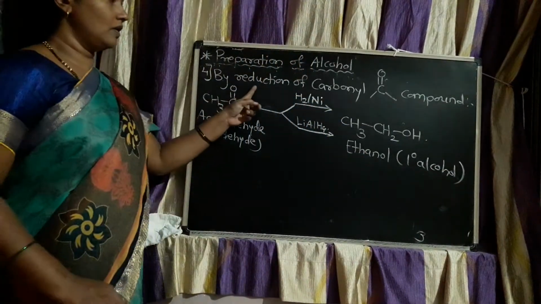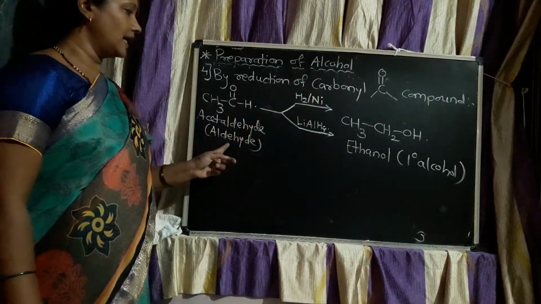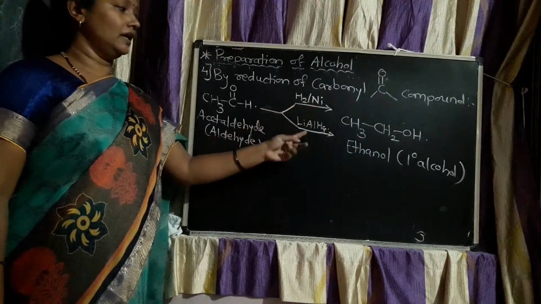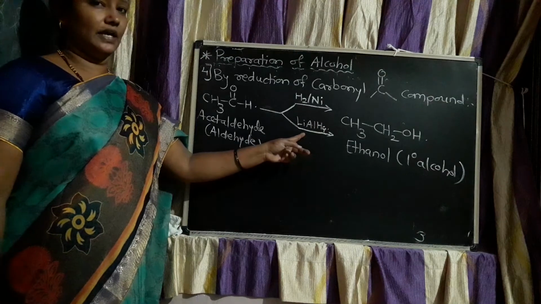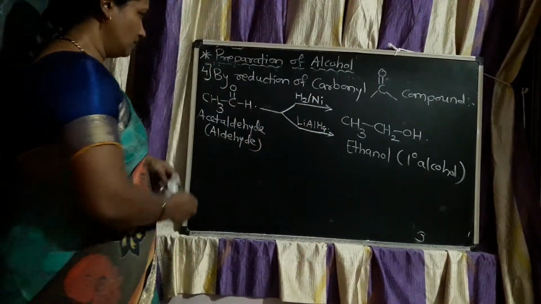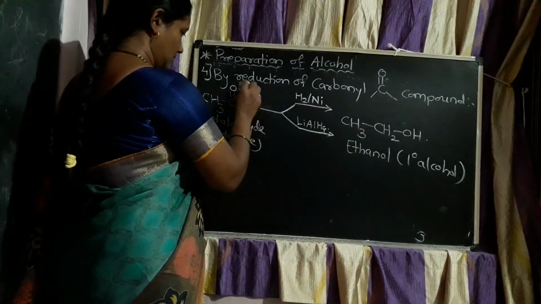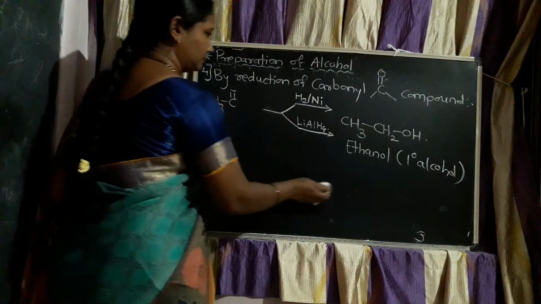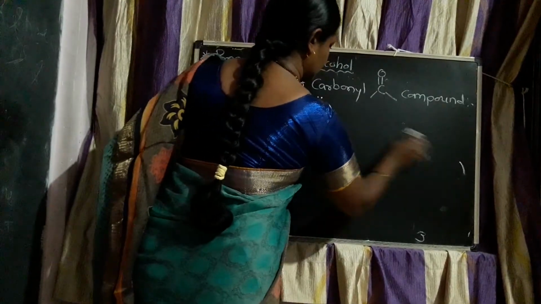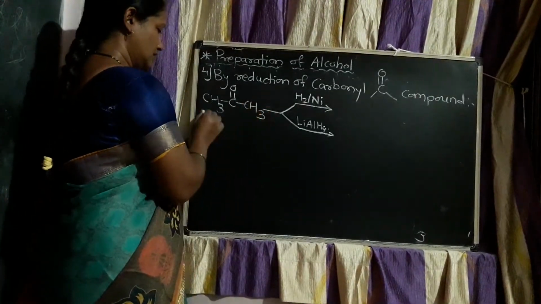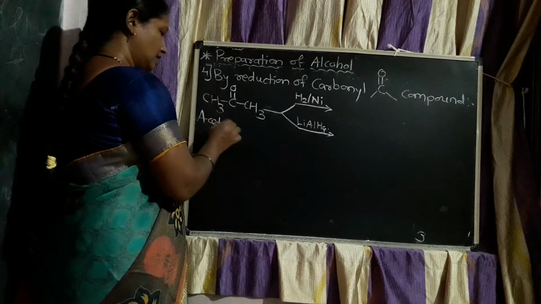This is the reduction of the carbonyl compound, first the aldehyde, which on reduction in the presence of hydrogen and nickel or in the presence of LiAlH4, forms the primary alcohol. Now, the second carbonyl compound, that is ketone. This is the ketone. The name is acetone.